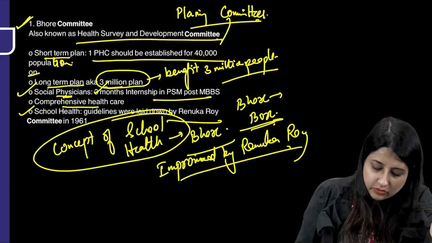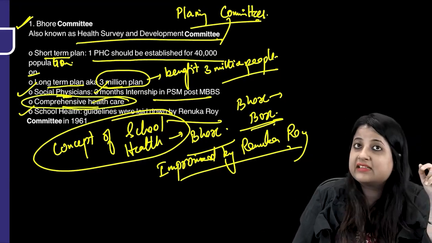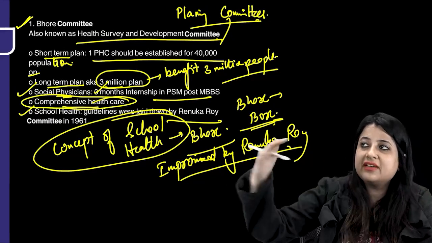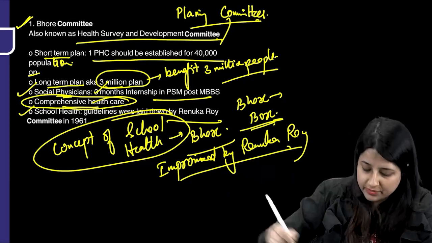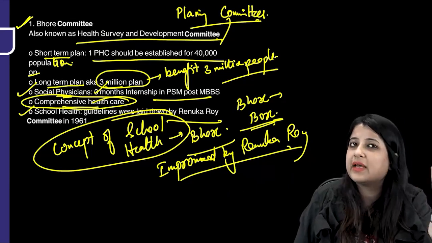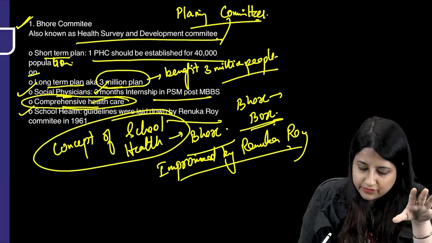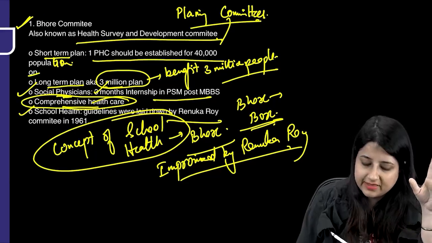Plus, Sir Joseph Bhore also talked about providing comprehensive healthcare, which is healthcare right from the moment the baby is conceived till the person dies. So from womb to tomb. All right. So that was given by Sir Joseph Bhore. All the short-term plan, 1 PHC for 40,000 people, the 3 million plan, 3 months training in PSM, social physicians, school health services, all these are important over here, and also comprehensive healthcare.